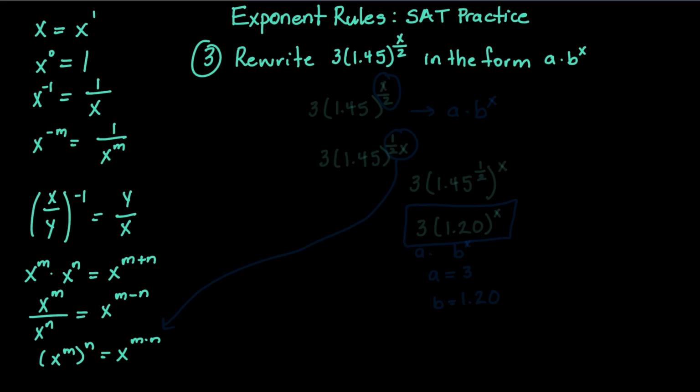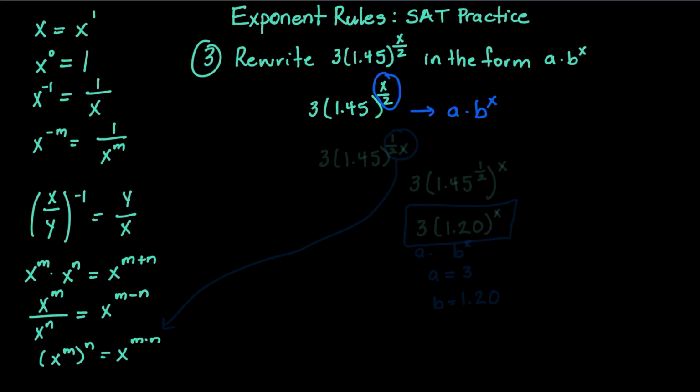Example 3, rewrite 3 times 1.45 to the x over 2 in the form a times b to the x. So this one is somewhat similar. We start with 3 times 1.45 to the x over 2. And we want to rewrite as a times b to the x. And again, the problem is our exponent is not alone. It's x divided by 2 instead of just x.